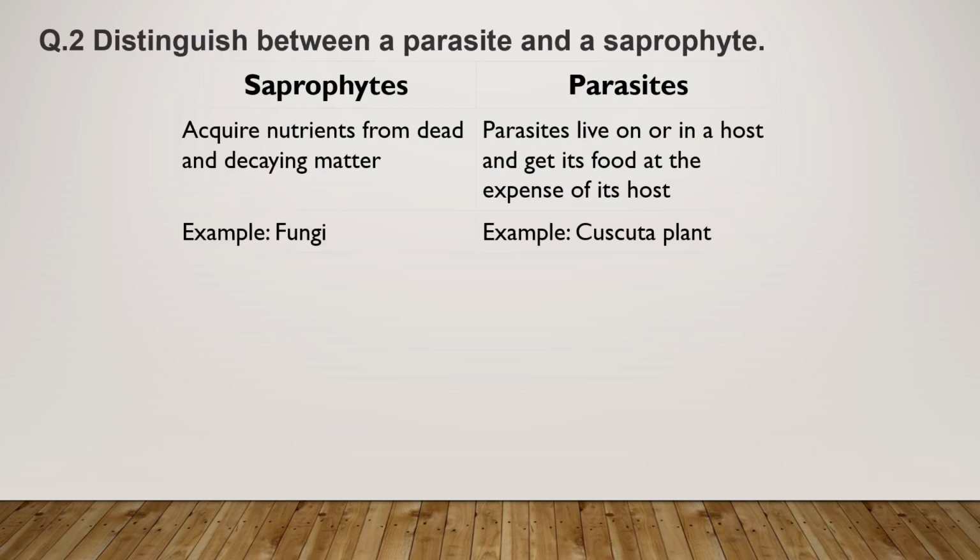Second question. Distinguish between a parasite and a saprophyte. Saprophytes acquire nutrients from dead and decayed matter. An example is fungi. And parasites live on or in a host and get their food at the expense of the host. Example, Cuscuta plant.